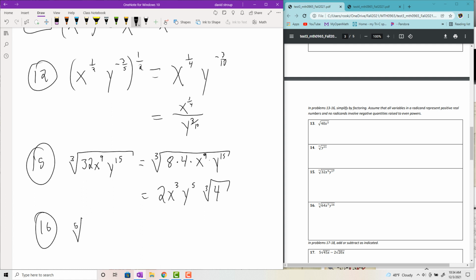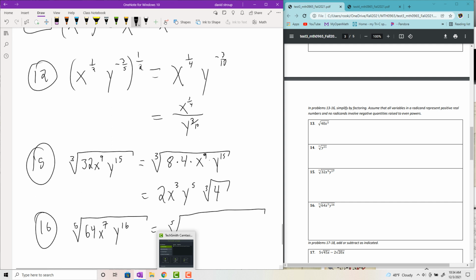I have the 5th root of 64 x to the 7th, y to the 16th. Okay, so here I go. 5th root of, I need to break 64 into a perfect fifth. So 2 times 2 is 4, times 2 is 8, times 2 is 16, times 2 is 32. So 2 to the 5th is 32. 64 is 32 times 2, so I break it up like that. X to the 7th, I need to break that up into x to the 5th times x squared. And then finally, y to the 16th is y to the 15th times y to the 1st.